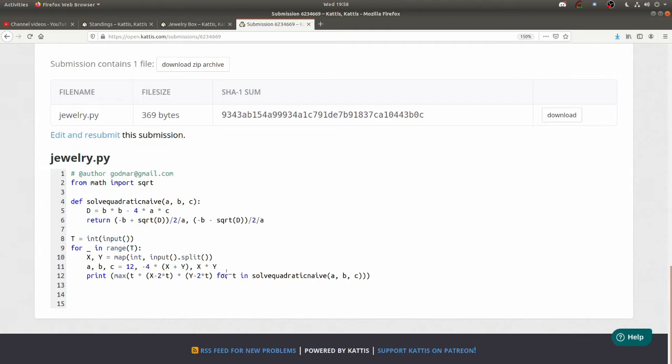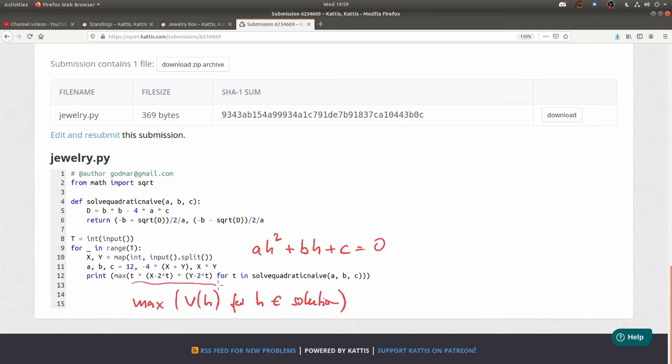pencil and paper, and we would find that a quadratic equation a times h squared plus b times h plus c equals 0 needs to be solved, and then we want to find the maximum of the volume V of h, for h in those solutions. Okay, and that works just fine for this problem.